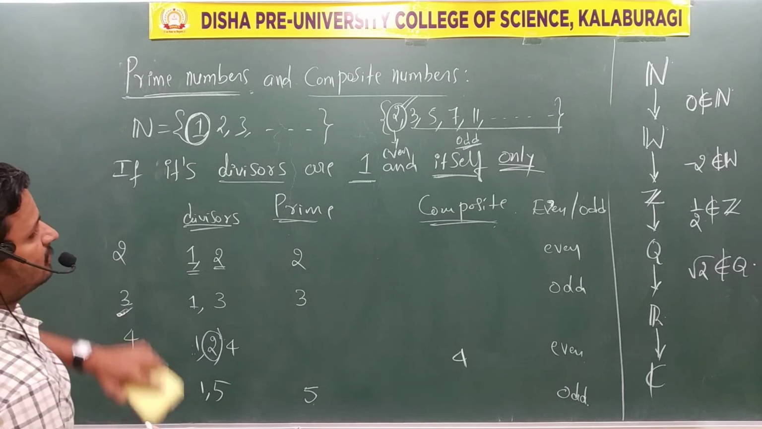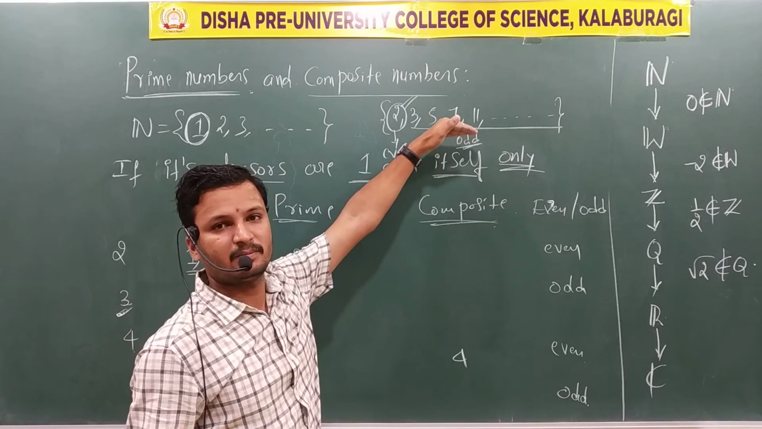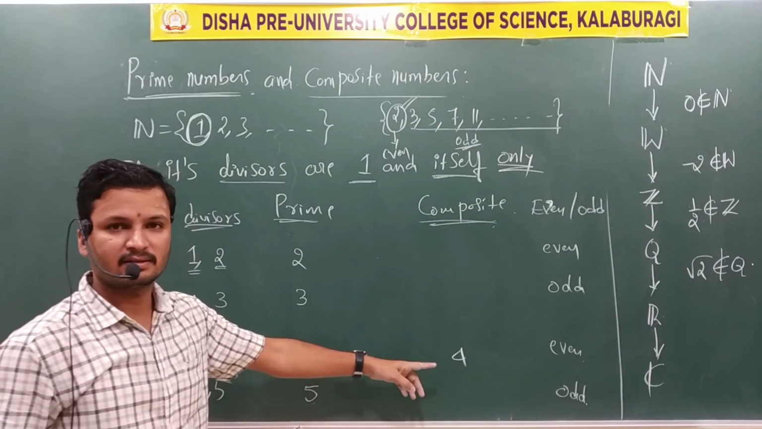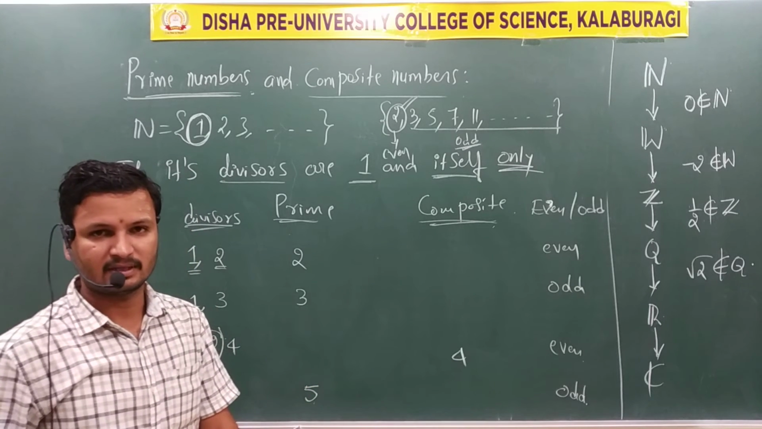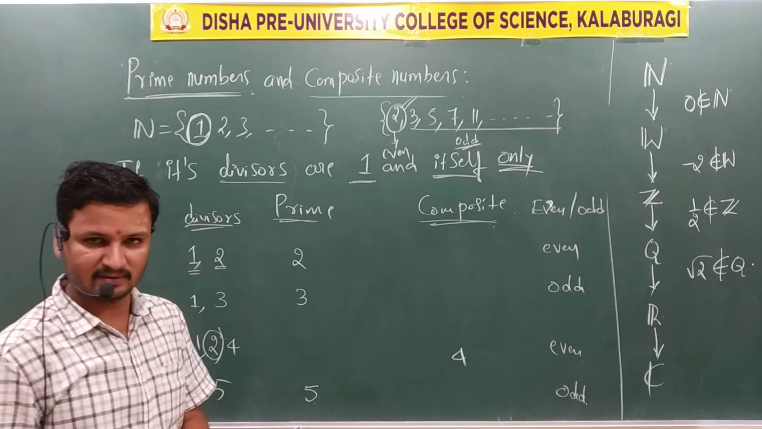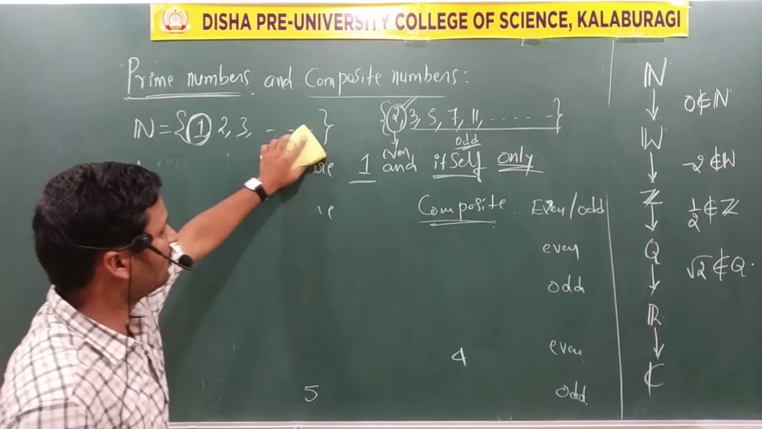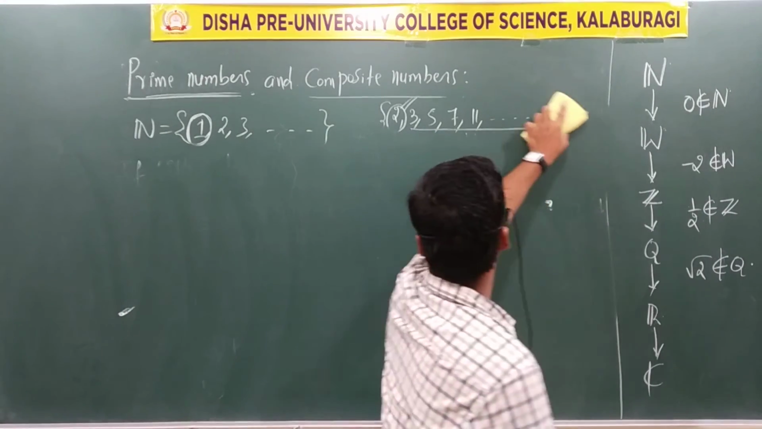And composite numbers are numbers which are not prime numbers. For example, 4, 6, 8, 9 and so on. Their divisors are more than 1 and itself. So, numbers which are not prime numbers are all composite numbers.